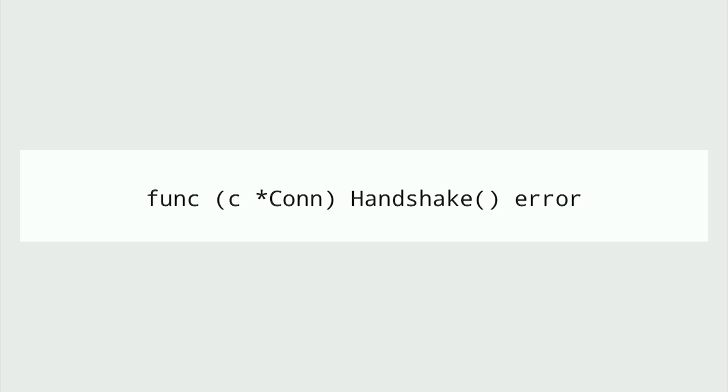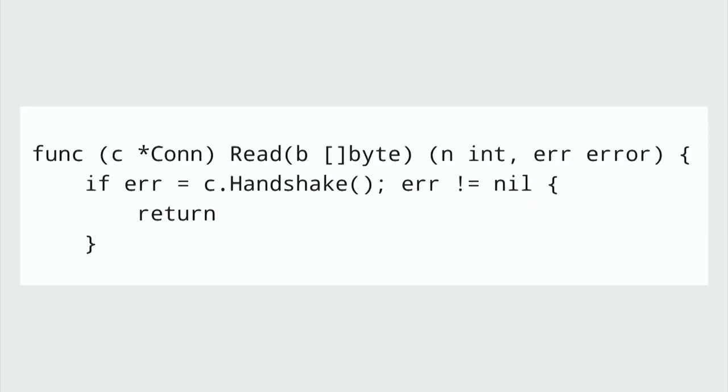To make it even simpler, the first call to Read or Write on the net.Conn will invoke Handshake for you. So you can use a tls.Conn just like any other transparent net.Conn, and it will automatically encrypt the data that you send through the connection and authenticate the other side based on the config that you passed when you created the tls.Conn.